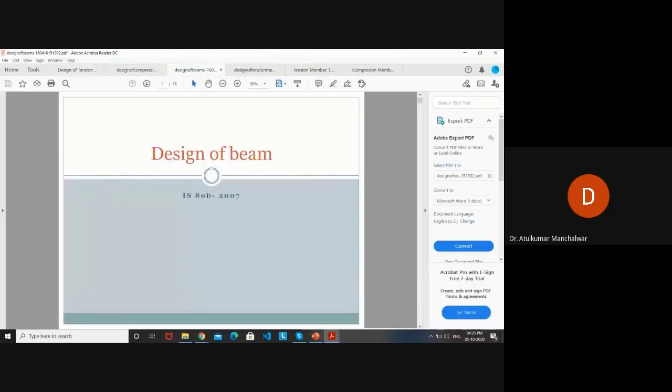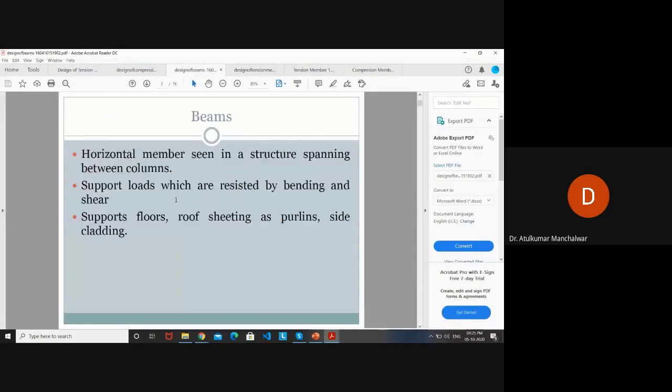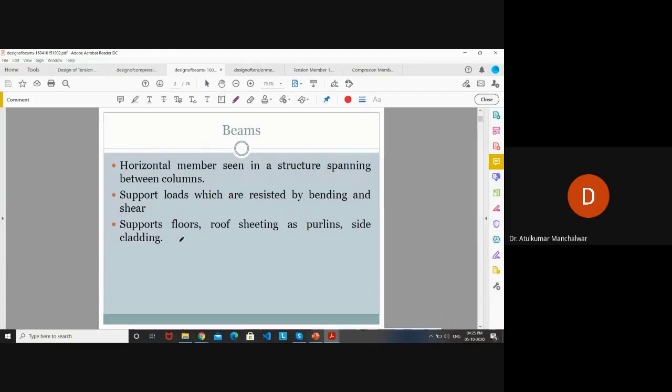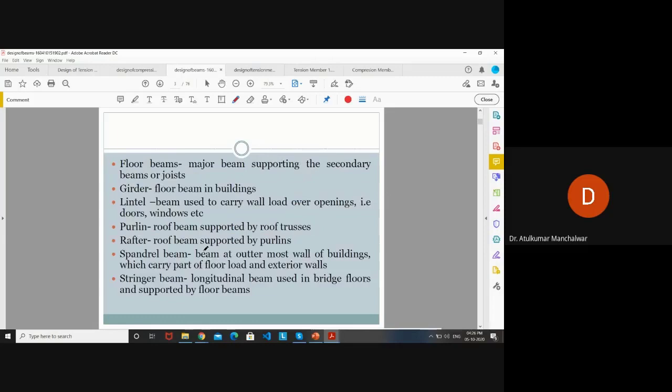In short, we will see the beam member also. Design of beam. What do I mean by a beam? The horizontal member seen in the structure, spanning between 2 columns, is nothing but a beam. Generally we calculate the support loads, which are resisted by bending and shear. Obviously this is a bending member, so bending and shear will govern. Beams support floors, roof sheeting, purlins, and side cladding. This is also a type of beam in steel structures.